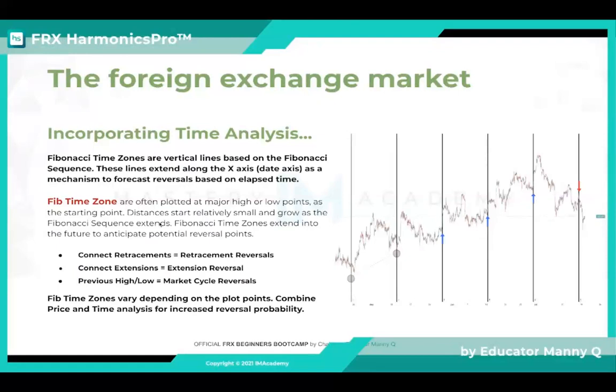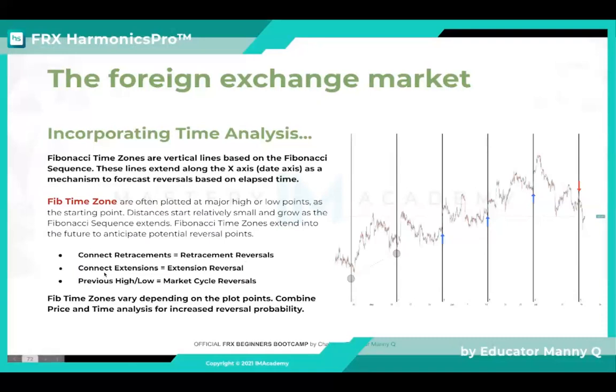The distance starts relatively small, so the boxes start small: 1, 2, 3, 5, 8, 13. It follows the Fibonacci time sequence, and then it begins to extend into larger time zones. When the Fibonacci time zones extend into the future, this is what helps us anticipate potential reversal points inside of the market. Now, these are ways that you can connect the Fibonacci time zone. You can connect the retracement points if you're looking for retracement reversals.